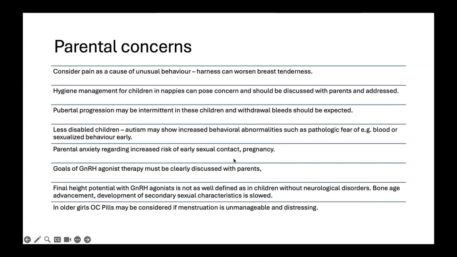When GnRH therapy is started in such children, the goals of the therapy must be clearly discussed with the parents. As in normal children who do not have an underlying neurological illness, we are not targeting final height improvement. It is more so for the bone age advancement to be halted and the secondary sexual characteristics to be slowed down. In older girls who have started puberty, there should be discussion around OC pills in case menstruation is unmanageable, distressing, or poses hygiene issues for the child.